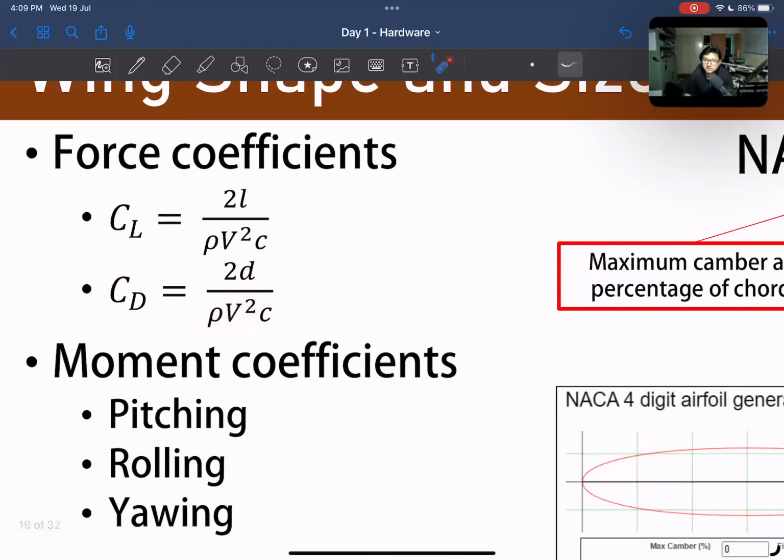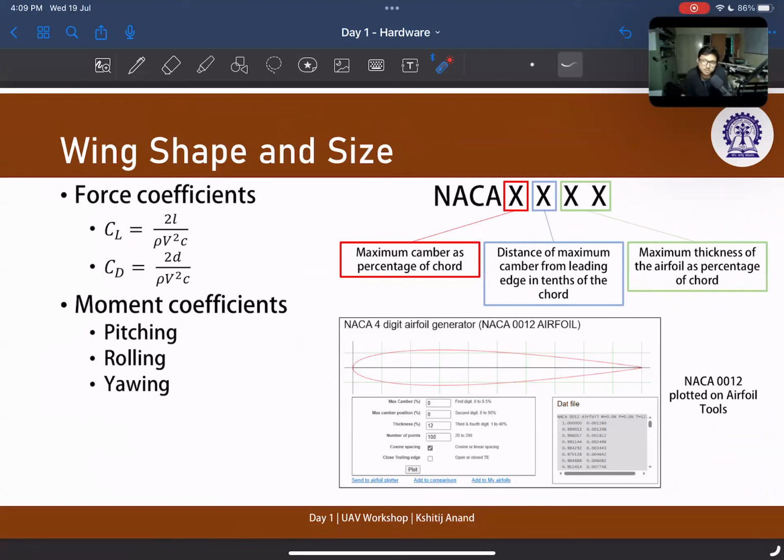Then there are different moment coefficients such as pitching, rolling, yawing. Pitching is the most important one. You can explore these coefficients in detail later. Basically, the most important thing that you need to have is the pitching moment curve, it is called CM.